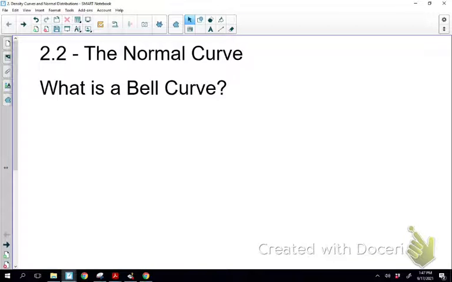This lecture or video is about 2.2 and the normal curve. So what is the bell curve? In class, everyone gave an answer for what they had heard or what they already know about the bell curve. Some things that were mentioned is it is symmetrical.